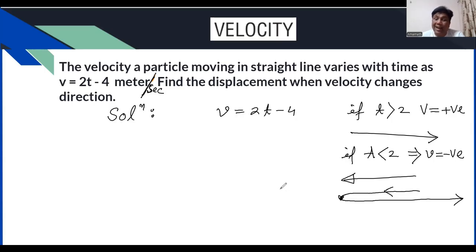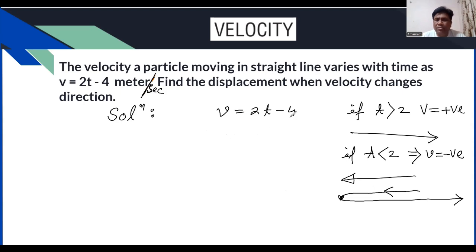If you ask me, sir, how did you know that it is 2 only? How did it come to my mind? It is very simple. In such cases, when a particle changes direction, at that moment velocity will obviously be 0. Say one particle is thrown vertically upward, its velocity goes on decreasing, at the highest point it becomes 0, then it comes back. It is similar to that.